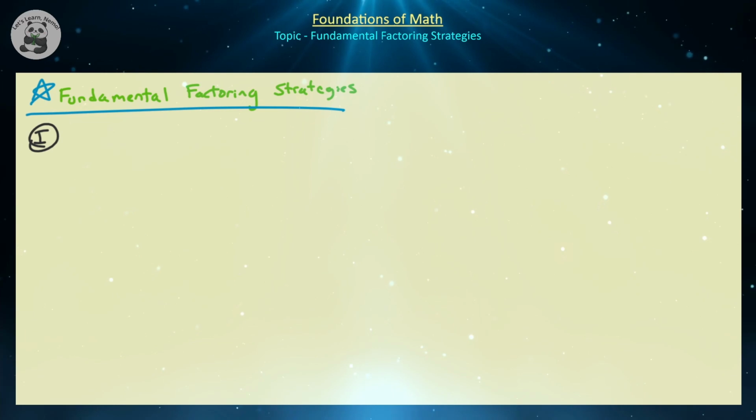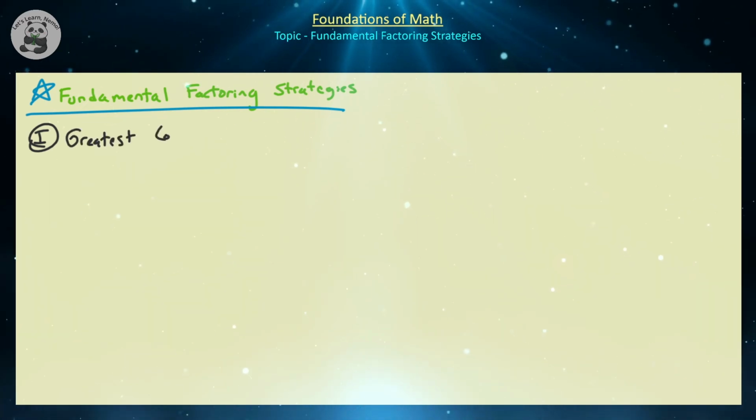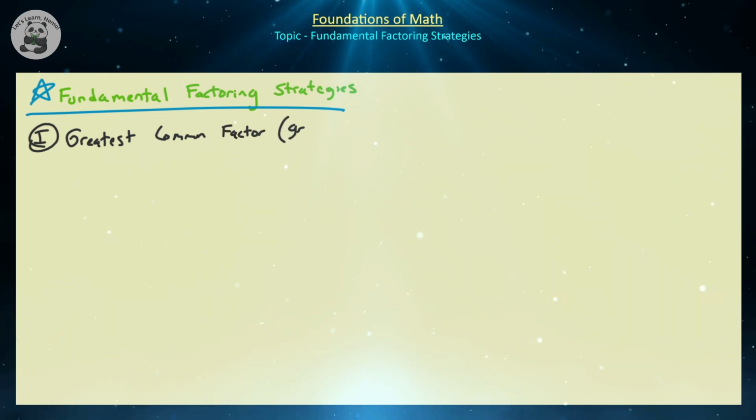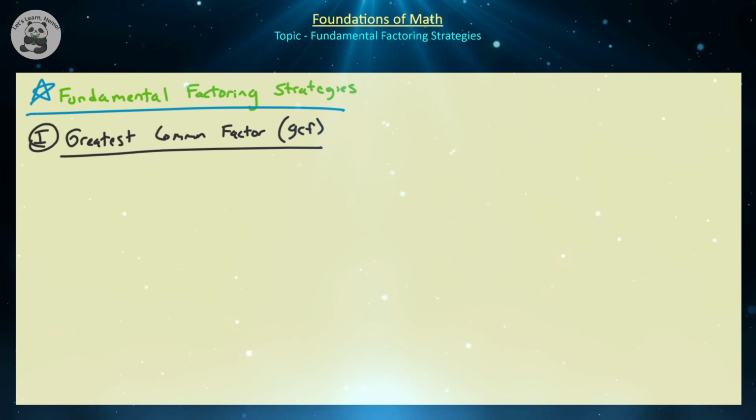So the first method that you definitely should know is referred to as the greatest common factor approach. Some people also abbreviate this as the GCF approach. Let's illustrate this method with a couple examples. Example 1, x cubed minus x squared.